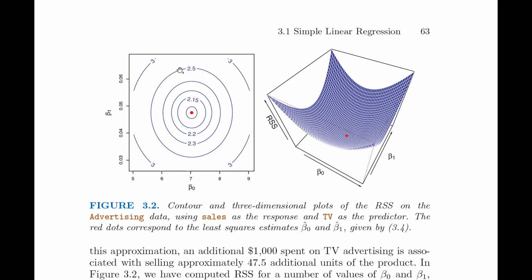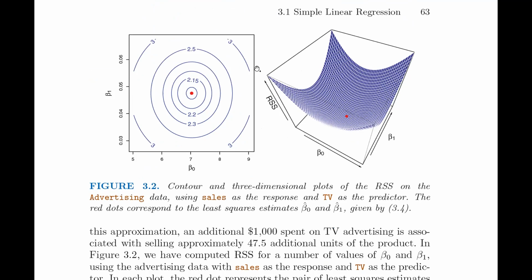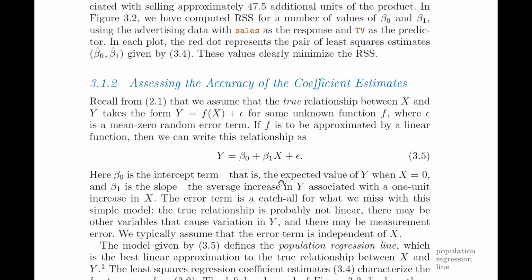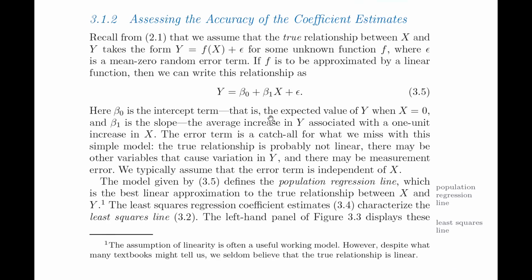So we have, this is 2.5 RSS, 2.3, 2.2. Minimum RSS is less than 2.15. It doesn't really make a difference what the RSS is. You just want to minimize it. Of course, the lower it is, the better. Next session, we'll discuss assessing the accuracy of the coefficient estimates. Okay, thanks.